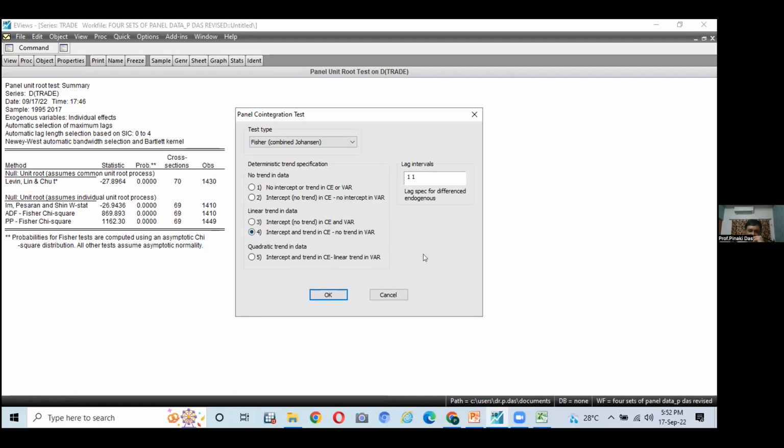Here I consider all sorts of specification, intercept is there, trend is there, etc. Therefore I select type 4, but you can select 1, 2, 3, 4, 5, all the tests. For the time being, I consider 4. The lag interval by default is 1 lag.